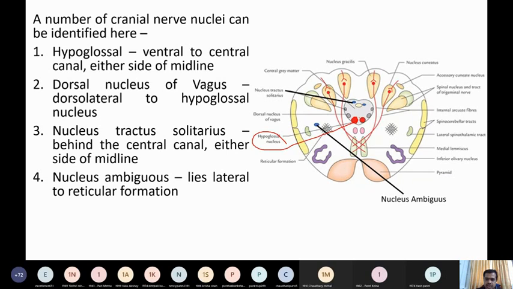Posterolateral to the hypoglossal nucleus, there is a small nucleus, which is the dorsal nucleus of the vagus nerve. So, it is the dorsal nucleus of the vagus nerve. Clear?